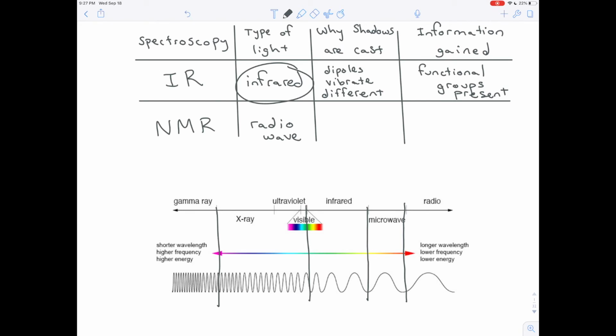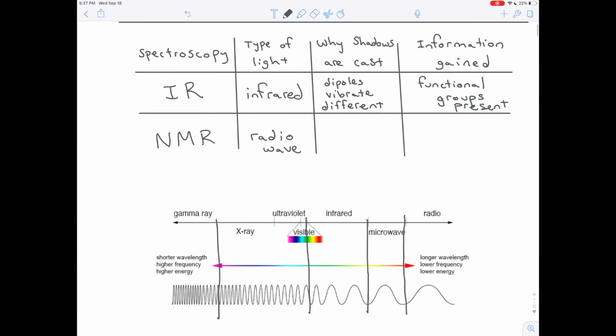Infrared waves, for example, could hit you at around 300 trillion times, 300 trillion waves hitting you in 1 second. Radio waves could be around 30 million waves hitting you in a second. It could even be as low as just 30 waves hitting you per second. Radio waves hit you much less frequently, and so they carry much less energy. As we'll see, the shadows are going to be cast because nuclei will flip in a magnetic field. We'll break that down in a second.